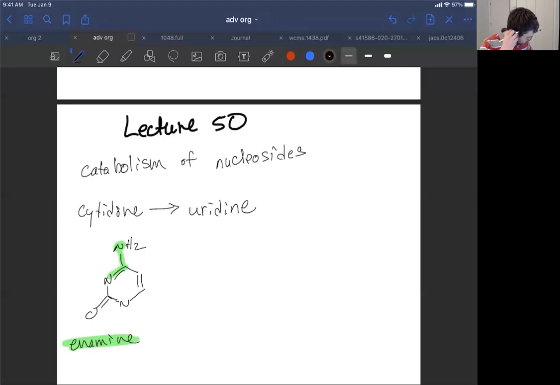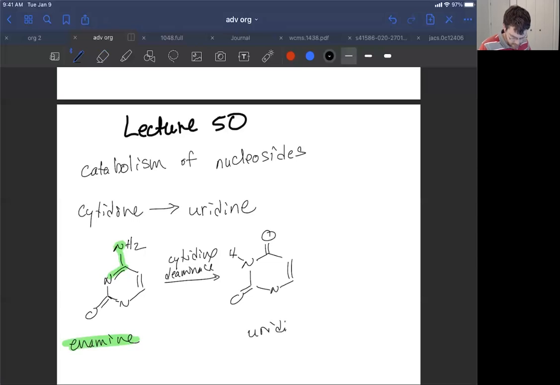So what we see here is the enzyme, I believe it's just cytidine deaminase, is going to convert this enamine into a carbonyl. Let's go ahead and just draw that as the carbonyl. We have an amide, and we have our uridine. Okay, so we start with cytidine, go to uridine using cytidine deaminase.